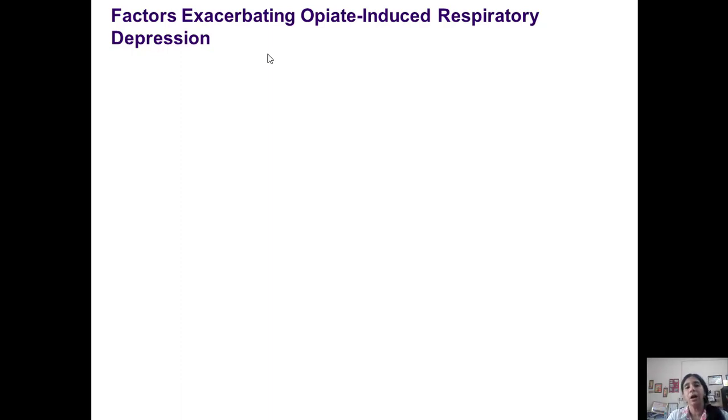Neonates, for example: if the lady takes opioids for relief of the pain of childbirth, the neonates which are born will have respiratory depression.